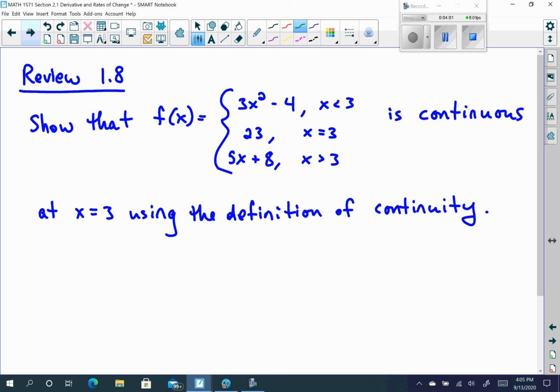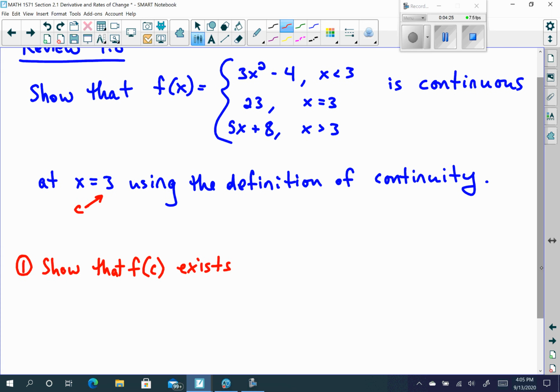If you go back to your notes, there are 3 requirements that must be met for this definition to say that f of x is continuous at a certain x value. So the first step is we want to show that f of c exists. Now c is just this special x value here. So here we would say f of c in this case is equal to f of 3. And if we go back up to our piecewise function, when x is exactly 3 is right here, and the output is 23. So that task is done. f of c does exist because f of c is f of 3 in this case, which is 23.